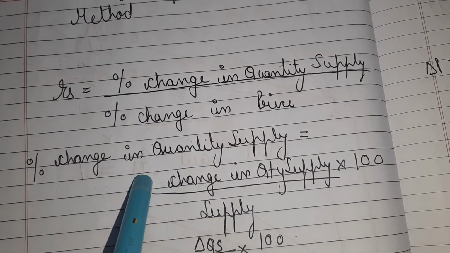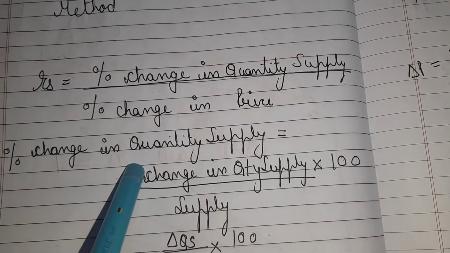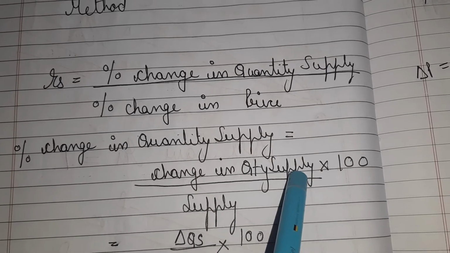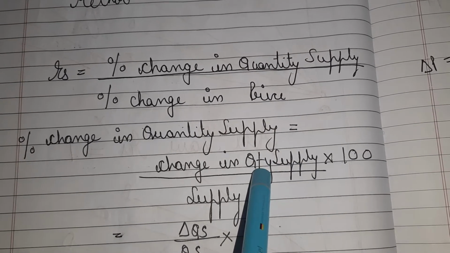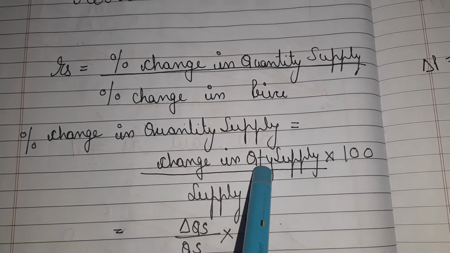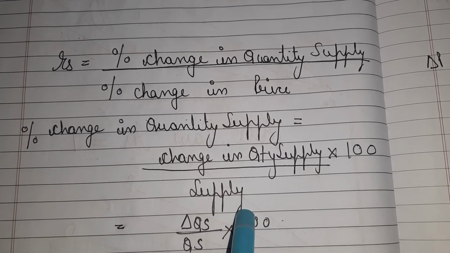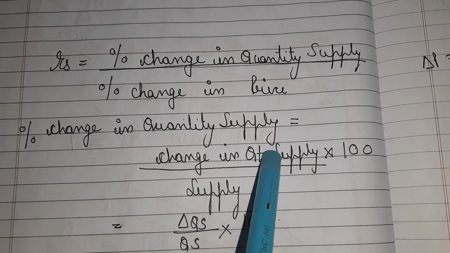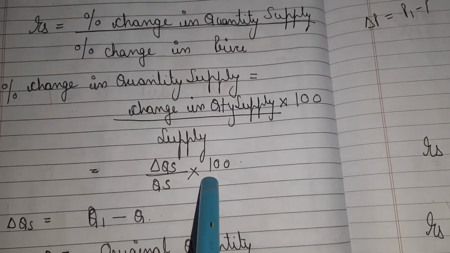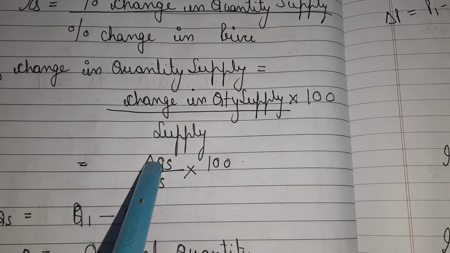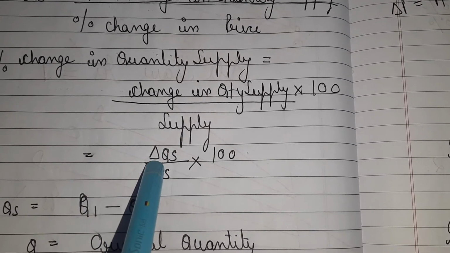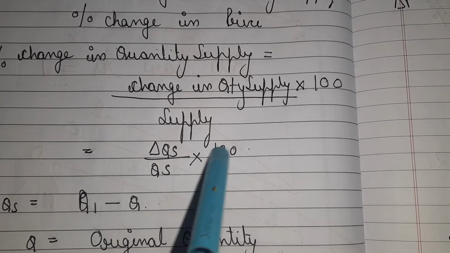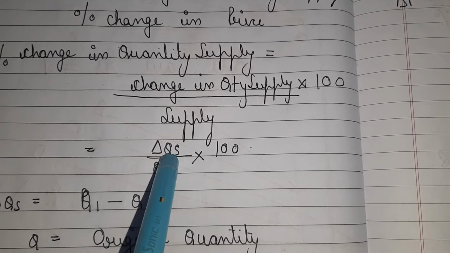Now what is this percentage change in quantity supply? Percentage change in quantity supply is equal to change in quantity supply. If I have written quantity somewhere, don't get confused, it is one and the same thing. So change in quantity supply divided by supply into 100. Now what is this change in quantity supply? It will be denoted by change in QS. This delta is the sign of change. We have done this in demand also. So change in QS upon QS into 100.